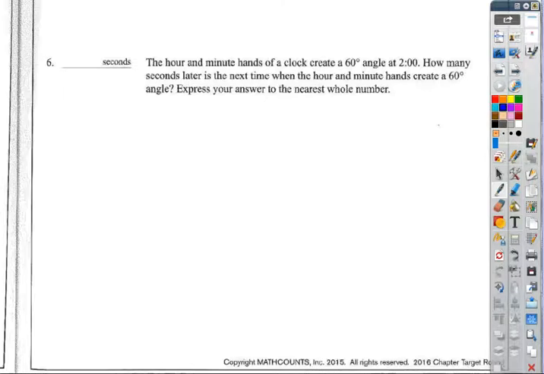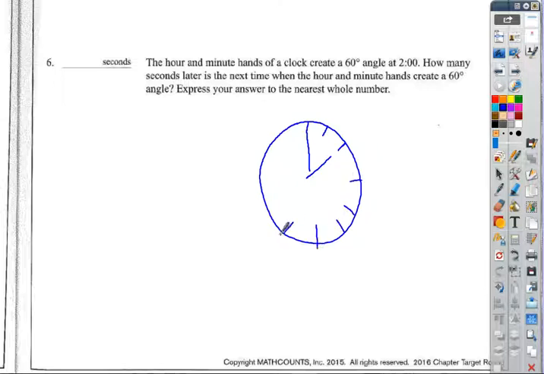Problem 6 of the target round. The problem says the hour and the minute hands of a clock create a 60-degree angle at 2 o'clock. So let's draw that out. You have your clock here, and the minute hand is at 0 and the hour hand is at 2 o'clock. So 1, 2, 3, 4, 5, 6, 7, 8, 9, 10, 11, 12.